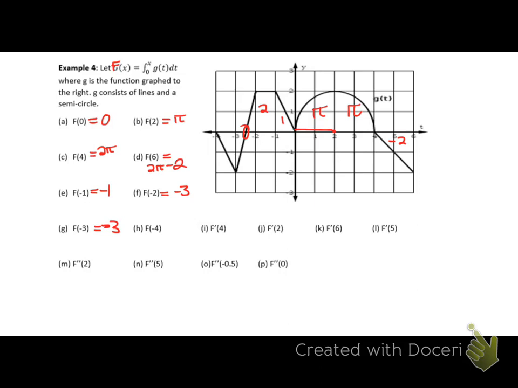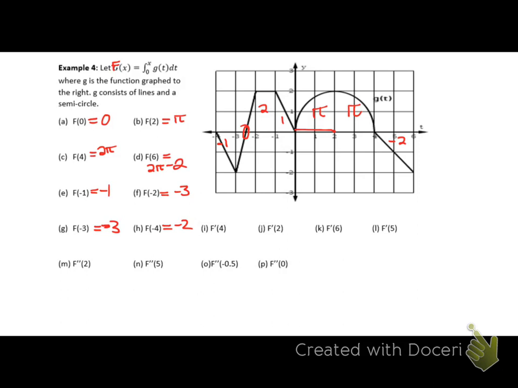For h, we're going all the way to negative 4, so we do have to include this area here, which is 1 times 2, 2 divided by 2, which is 1. All right, and that's negative 1, but we're going the wrong way, so we're actually adding 1. So it ends up being negative 2 when we have negative 3 plus 1.